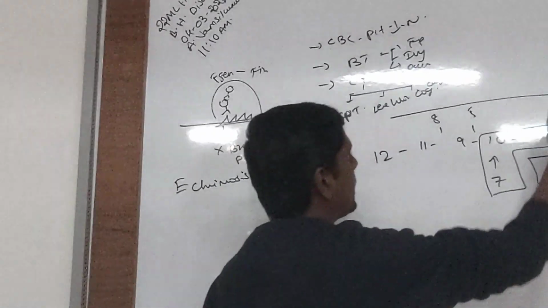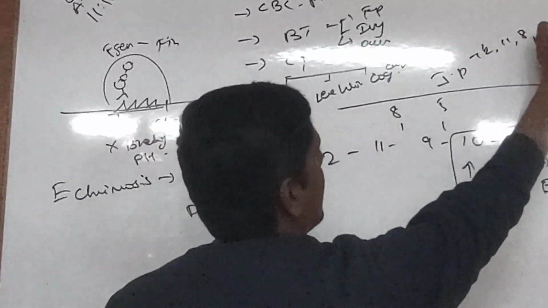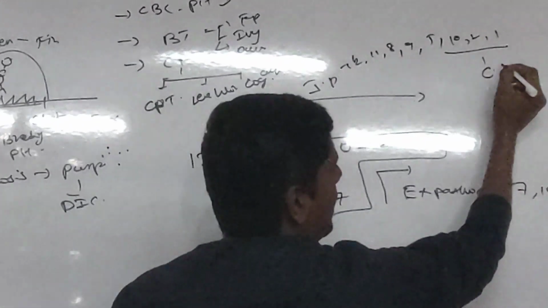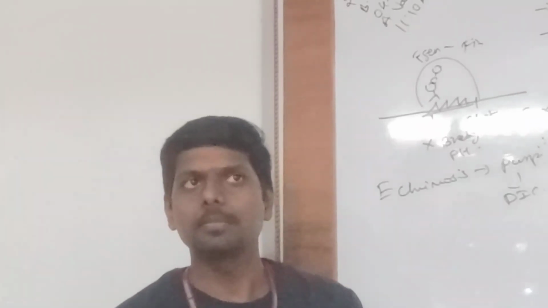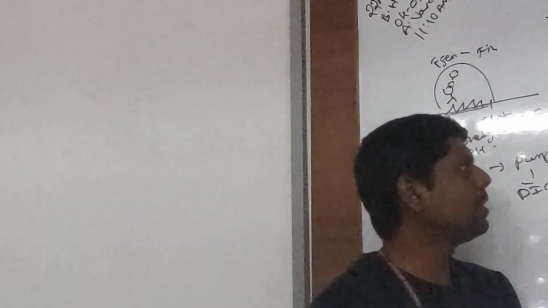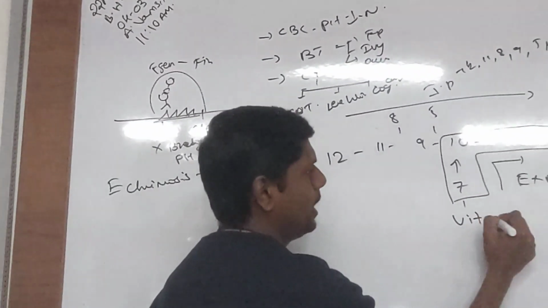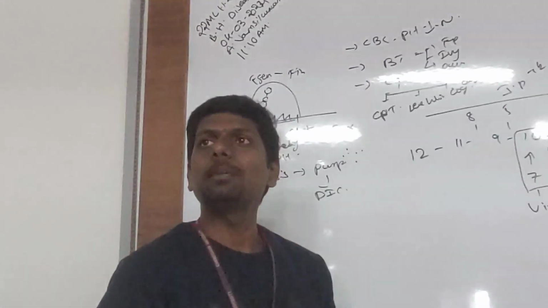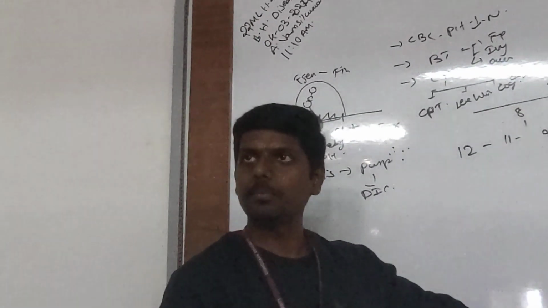Whereas the intrinsic pathway is this one: 12, 11, 8, 9, 5, 10, 2, 1. 10 to 1 can be stated as the common pathway. We have studied all of this so far, right? Then I also discussed that 7, 10 to 1 are vitamin K dependent clotting factors. This also we discussed. Any doubt so far?